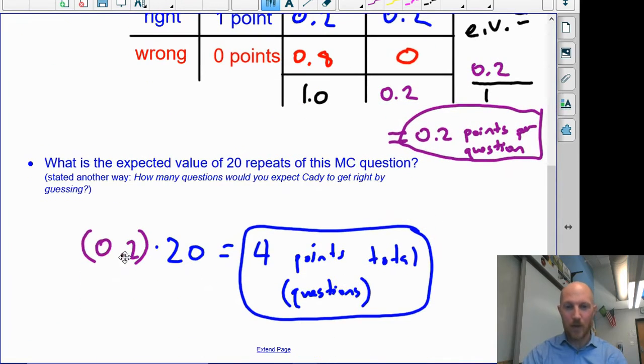All right, so we'll take that expected value multiplied by the 20 questions. 4 is the number we'd expect her to get right.